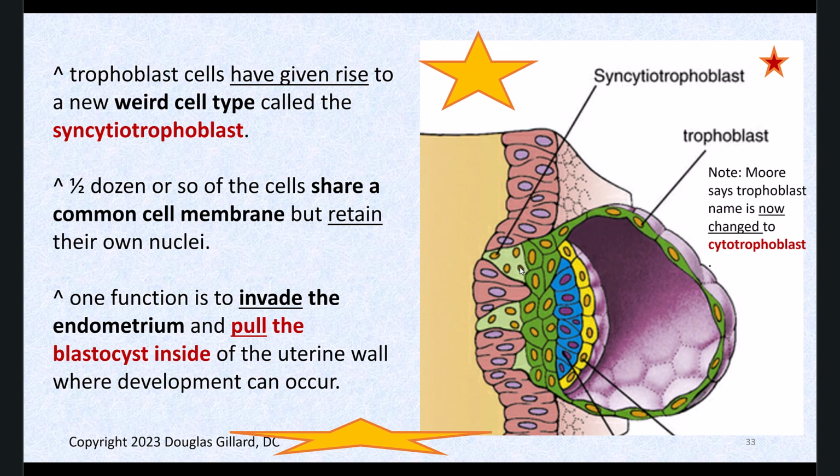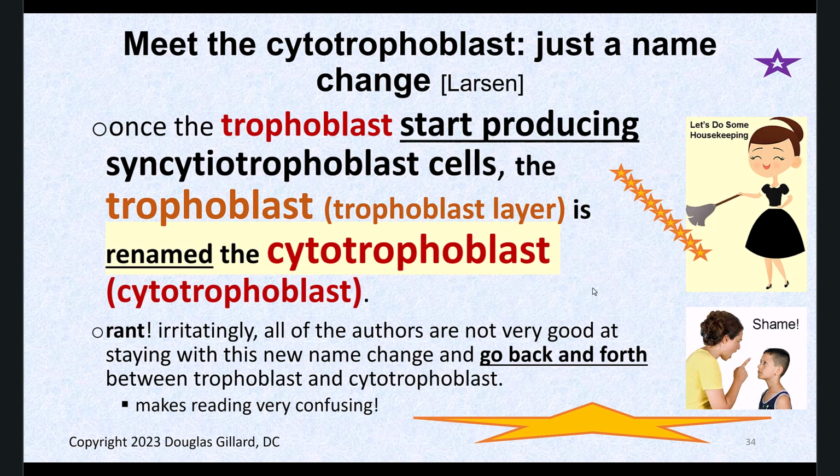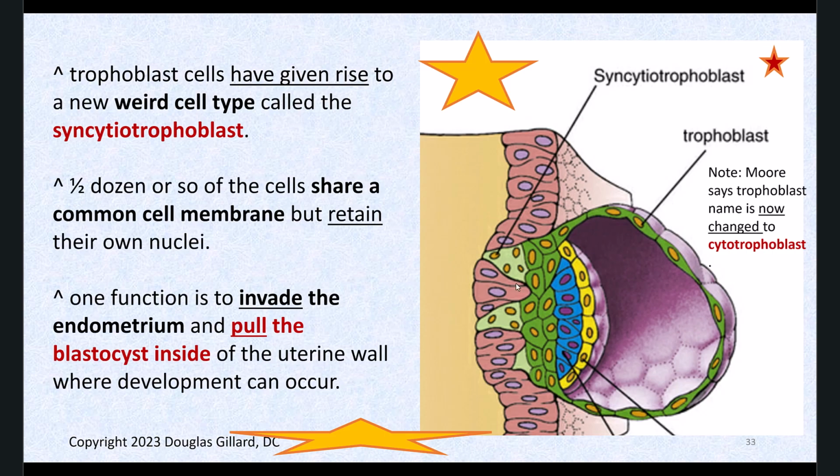Okay, let's see. I don't think we need to say anything more. I think we've said it all already. There is a name change that embryologists aren't very good at remembering, but officially, once the trophoblast cells give rise to this new cell type, they get a name change. So they go from trophoblast to syncytiotrophoblast. They're the same darn cells. They just get a name change that tells us syncytiotrophoblasts have been born.